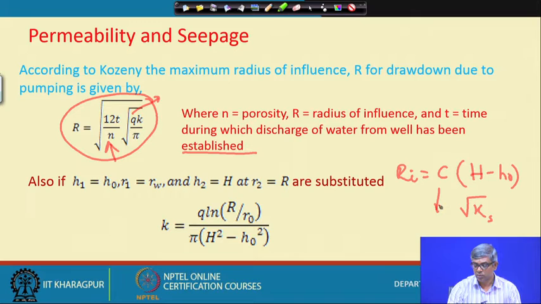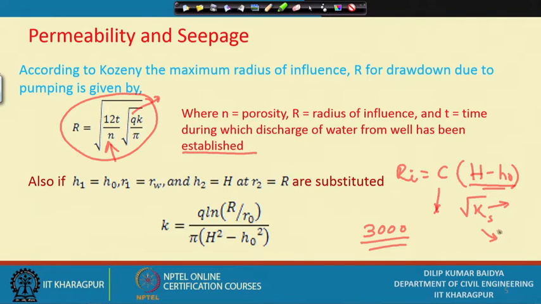So, this C is the constant, given for well as 3000, a constant value. H minus H naught is the original water height minus the final water height in the well, that is, how much you have to lower it. The difference of that is H minus H naught, and under root k, that will be put in meter per second. Then if I use this equation, finally I will get the radius of influence in meters.